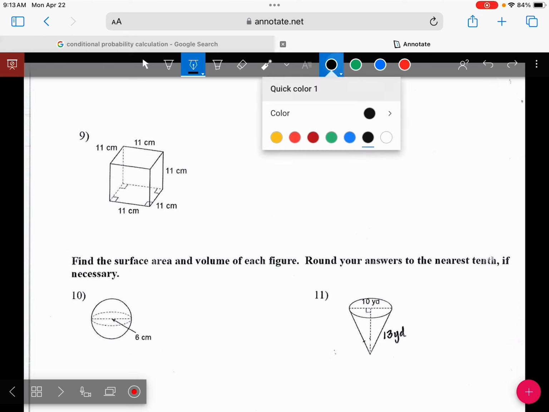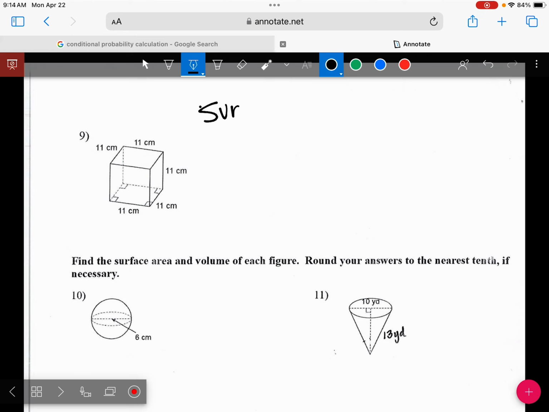So we'll find the area. We'll find the surface area. But one second, let me look at the test real quick. Let's see what it's asking on the test. For this shape, it's asking for the volume, so we'll do volume. So I want you to write volume next to it. So for number 9, we'll find the volume because, again, that's what you'll have to do on Wednesday.